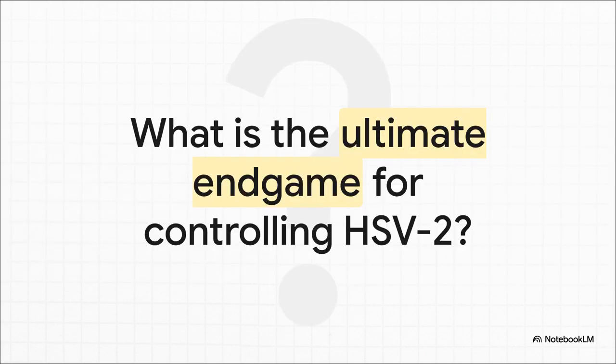Which leaves us with the big million-dollar question, doesn't it? When you're dealing with a virus that hides out for life in your nerve cells and can spread even without symptoms, what does winning even look like? What is the ultimate endgame for controlling human alpha herpes virus 2? It really forces us to look past just managing symptoms and start thinking bigger about what's on the horizon, like therapeutic vaccines, and maybe, just maybe, an actual cure one day.